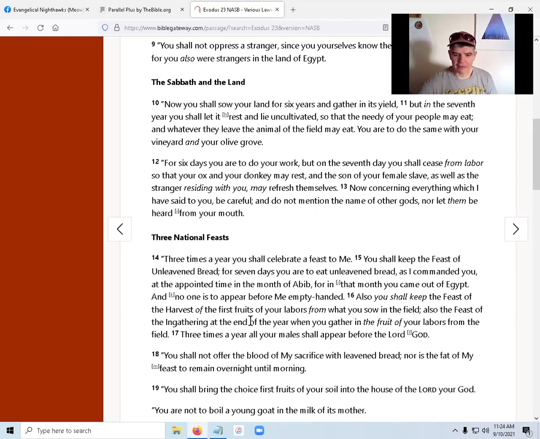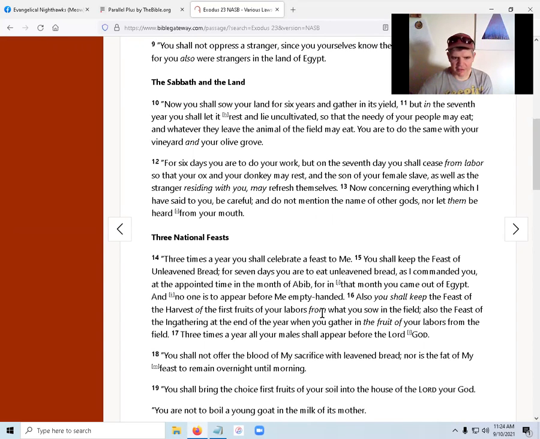Also, the Feast of Ingathering at the end of the year. So around spring or summer, around spring when summer starts. Because in summer not a lot of stuff grows, but they have a second crop after spring. So they gather stuff around the spring, the Feast of Ingathering, and the harvest around autumn. They didn't call it autumn or spring, but that's what we call it today.